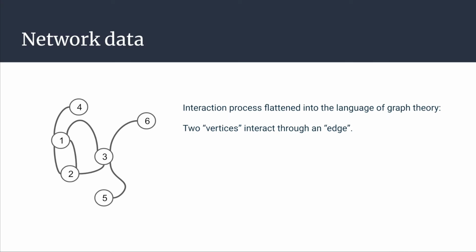Okay, so for those of you who are unfamiliar with network data, the simple story is that most of the time, network data is a flattened version of some interaction process. We may be capturing social interactions or biological interactions, but the idea is that we somehow simplify that interaction process into something that can be described using the language of graph theory. That language says that a vertex represents a participant in an interaction, and the interaction itself is represented as an edge.